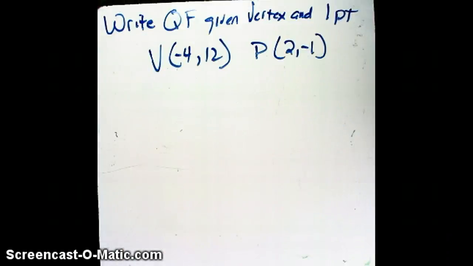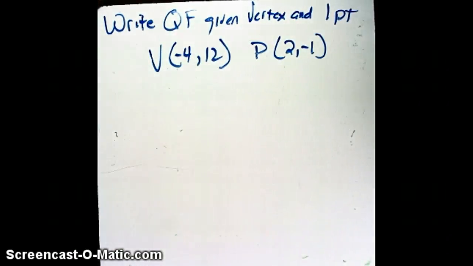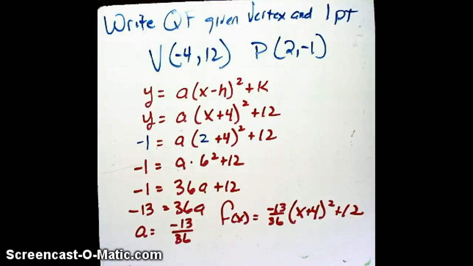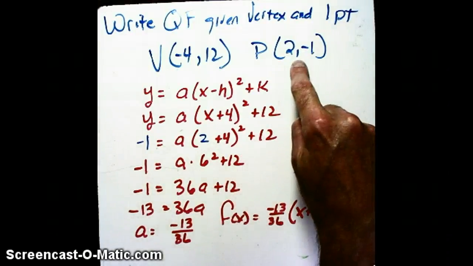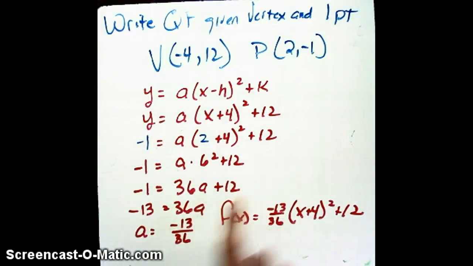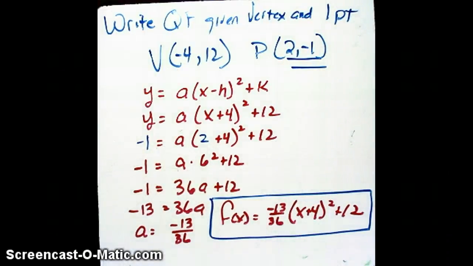In this question, we are given a vertex, and then we're given a point, and we need to be able to write the quadratic function. Okay, in order to figure this out, we have to use vertex form, and so I plugged in the vertex. Now what I did is I plugged in the value of x and y for that point. It's a point on the curve, and I solved it for the a. A is negative 13 over 36, and I plugged that back in here. This is the function. This represents that quadratic function given those parameters, and I could graph that, and that point would show up on the graph. Hope that helps you out.